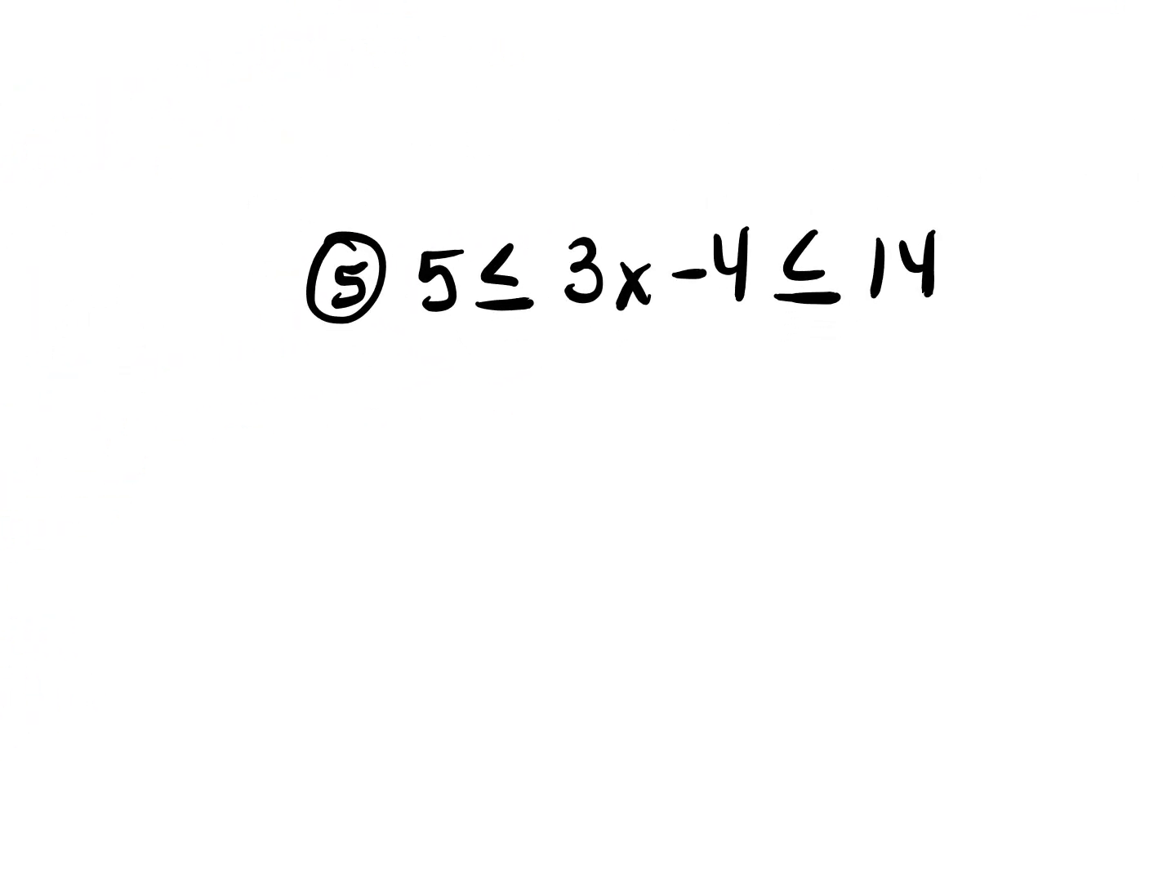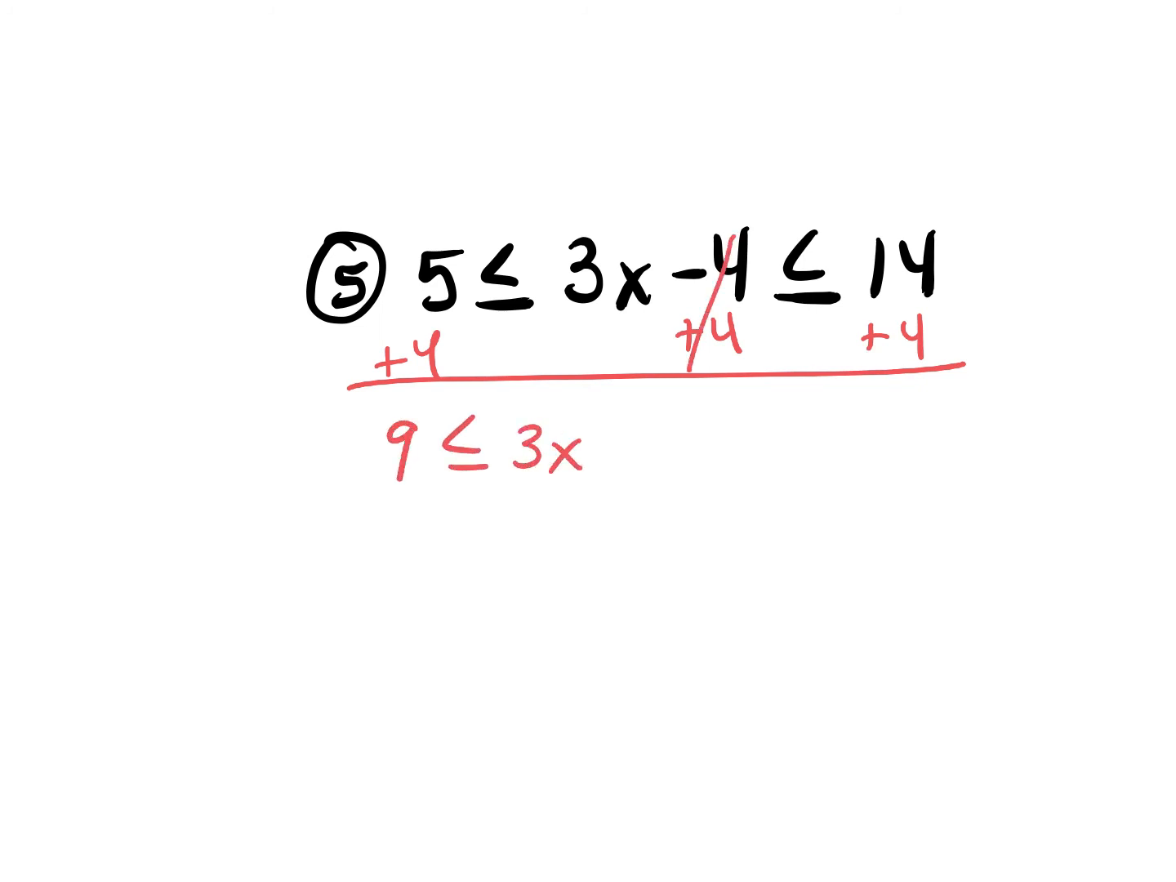I got another funny looking one. What does this mean when my x's are in the middle? We have to be fair to both sides. Whatever we do to isolate x, we have to do it to both sides. So I have a negative 4 here. I'm going to add 4, but I'm going to add 4 to both sides. So I have 9 is less than or equal to 3x, which is less than or equal to 18.